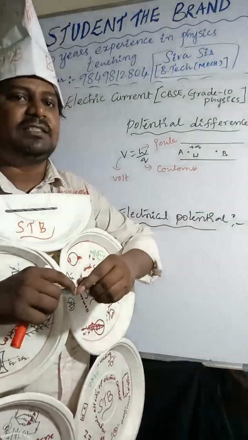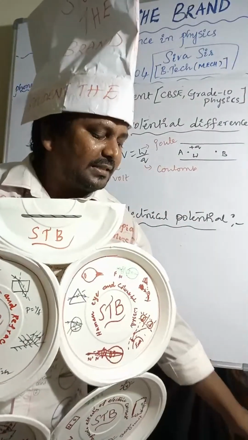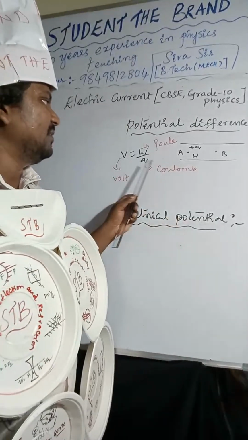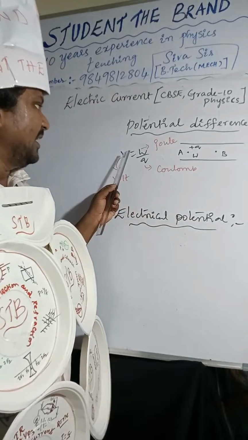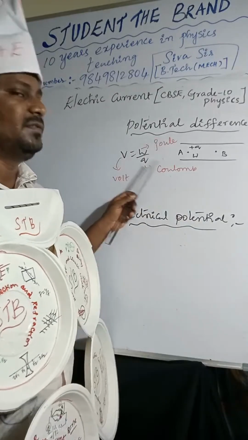So once again, the SI unit of potential difference is volt, the SI unit of work is Joule, and the SI unit of charge is Coulomb.